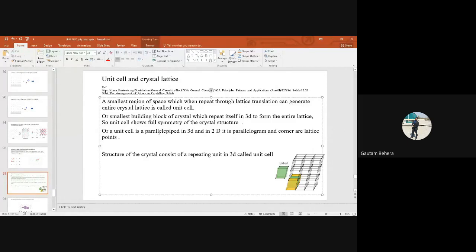A unit cell is a parallelepiped, you have to remember, in 3 dimensions, and in 2 dimensions, it is a parallelogram, basically. And corners are lattice points. Anyways, yeah, this is a good statement. Structure of crystal consists of repeating unit in 3 dimensions called unit cell.